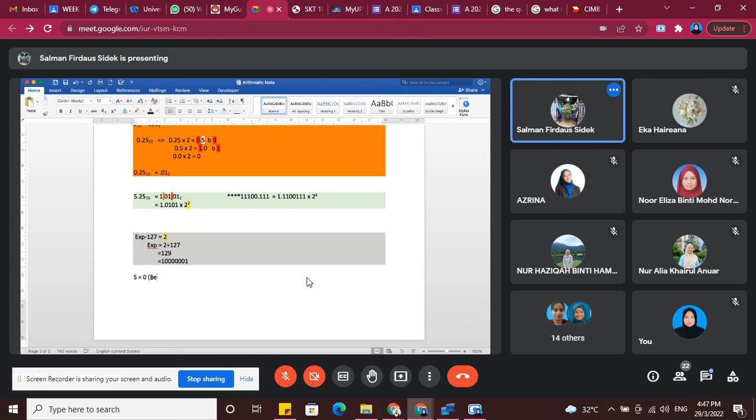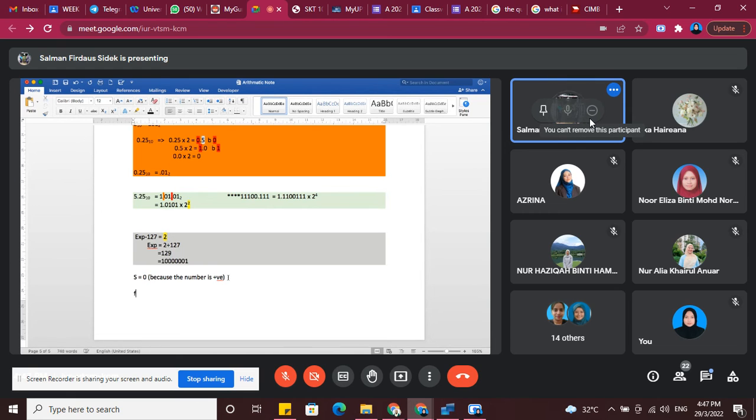Because the number is positive. But if the number is negative, so sign is 1. Sign this one, sign is 1.